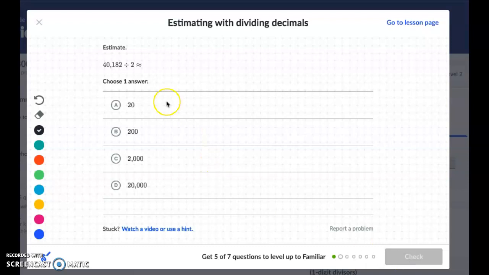40,182 divided by 2. Okay, so in this case, I'm going to think about this as just 40,000, because 40,182 is really close to 40,000, divided by 2. Well, I know 4 divided by 2 is 2, and then I would have my zeros to make it 20,000. So my answer here would be 20,000, which is letter D.